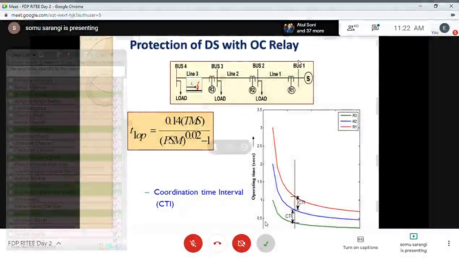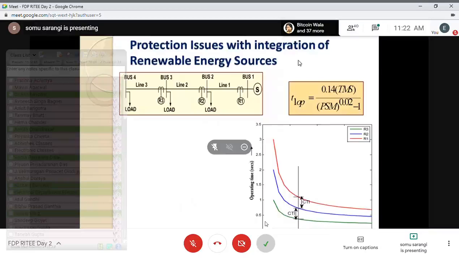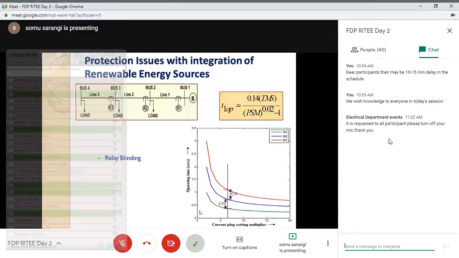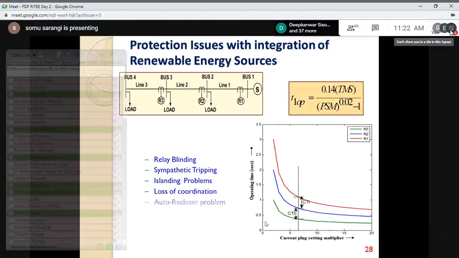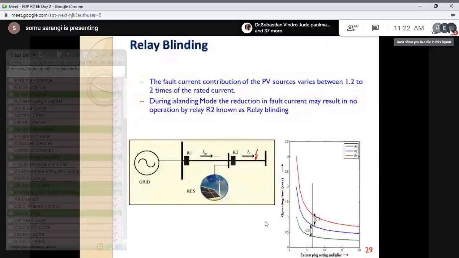If you are talking about the protection issues with integration of renewable sources, the issues will be relay blinding, sympathetic tripping, islanding problems, loss of coordination, and auto reclosure problems. So let us discuss these problems in our system. When you talk about relay blinding, what is relay blinding in our system?